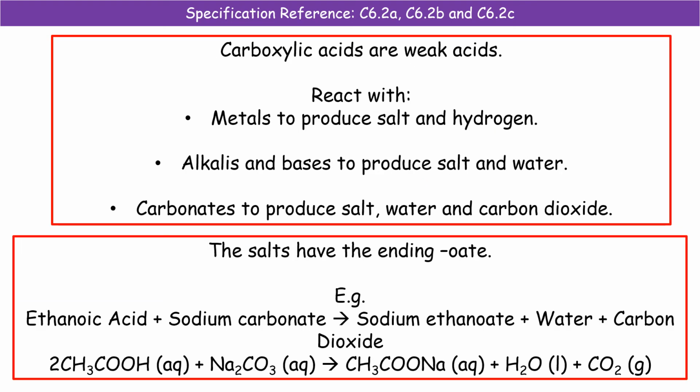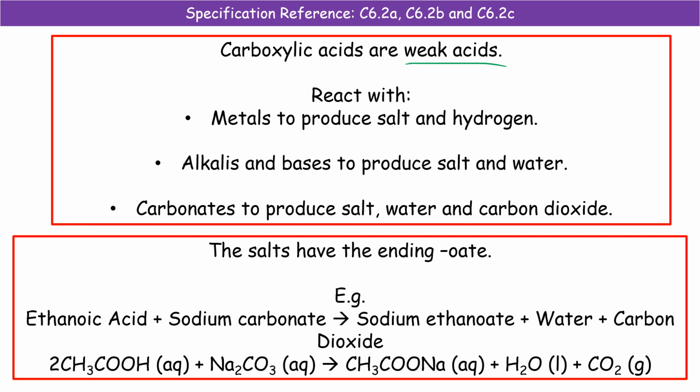One point that's worth remembering here is our carboxylic acids are weak acids. That means their reactions are going to be the same as acid reactions. So they react with metals to produce a salt and hydrogen. They react with alkalis or bases to produce a salt and water. They'll react with carbonates to produce a salt, water and carbon dioxide. So just remember they have the same reactions as other acids.